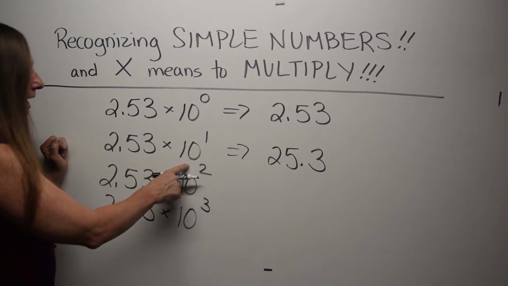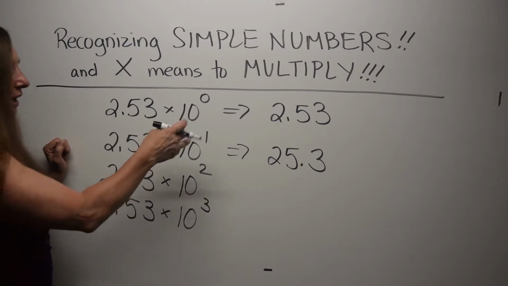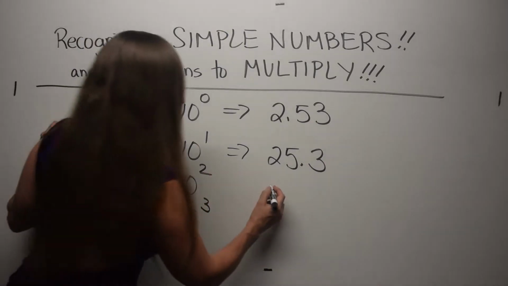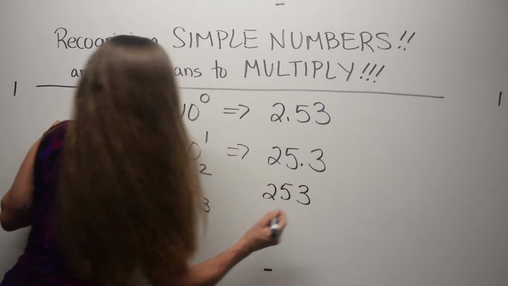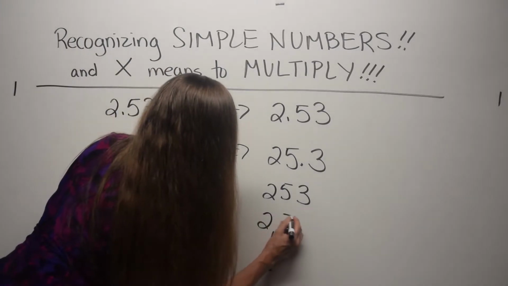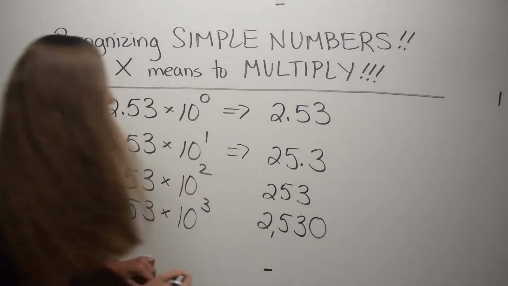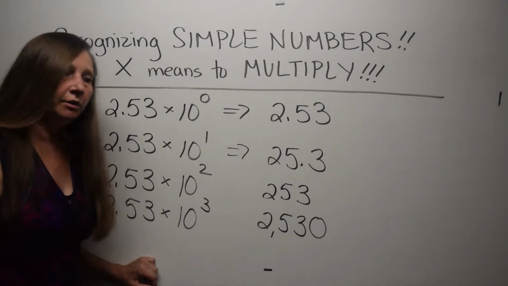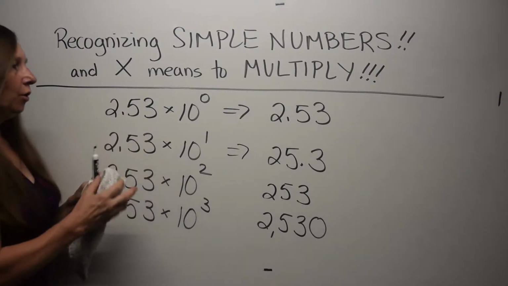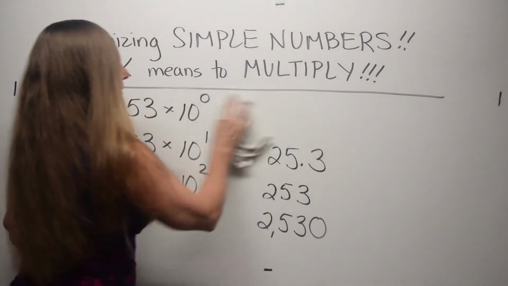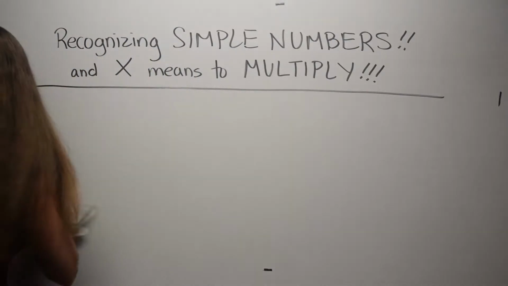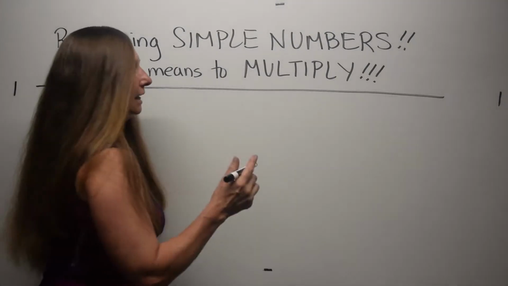You're multiplying 2.53 by 10, literally. This next one is going to be hundreds, so it's going to be 253. And this one is times 1,000, so this is going to be 2,530. And you can go on to the 4th power, the 5th power, and the 6th power. Those are some good decimal places and exponents to recognize at this point.